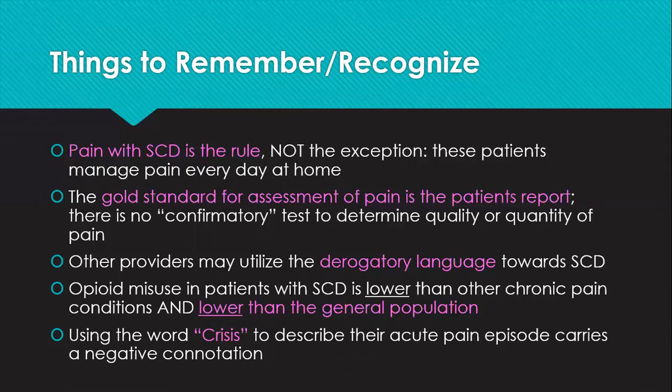The other thing to remember, as we talked about on the previous slide, is that the gold standard for assessment of pain in these patients is their report, and in pediatric patients it is the family's report as well as the patient's report. There is no confirmatory test to determine the quality or quantity of their pain. That being said, we can't use the lack of anemia or the lack of hemolysis markers like LDH and haptoglobin to determine their pain. So it really is just patient report.